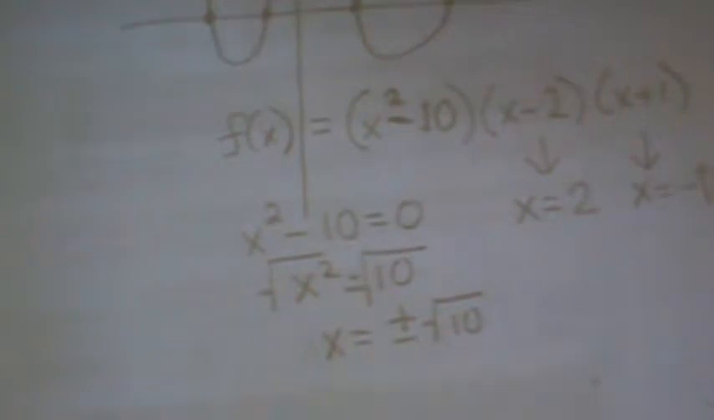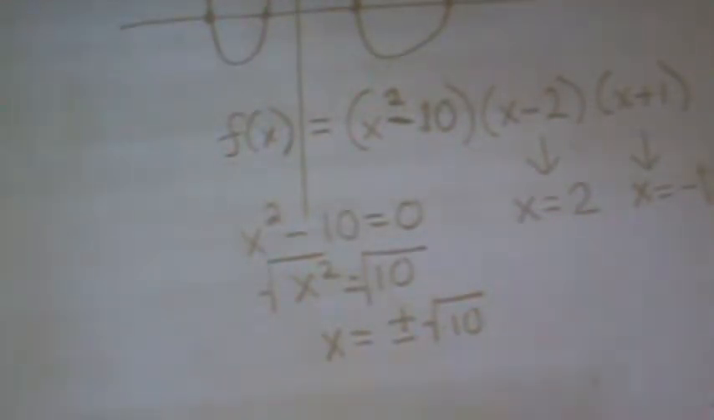Plus and minus square root of 10. Very good. Now, how did you get that, Regine? Well, you just do x squared minus 10 equals 0, then you add 10, and then the square root. What process is this called? Taking the square root of both sides. That's what we call that.